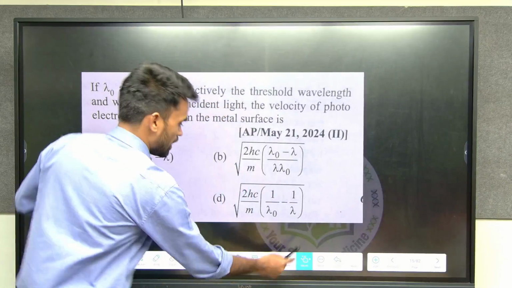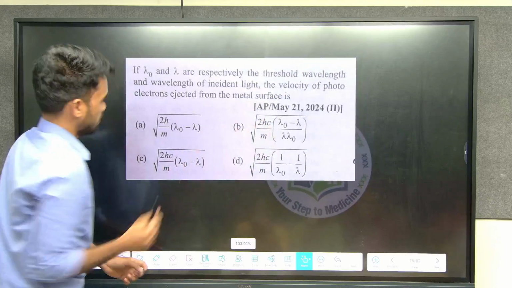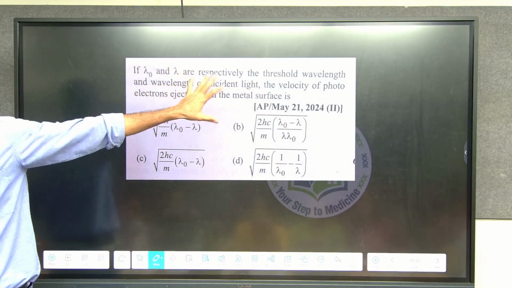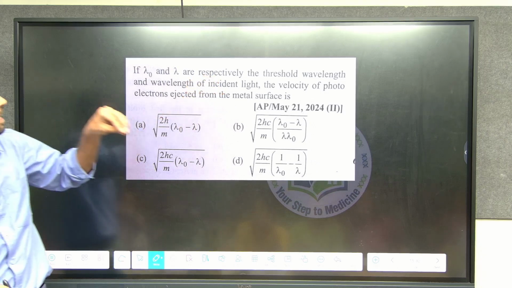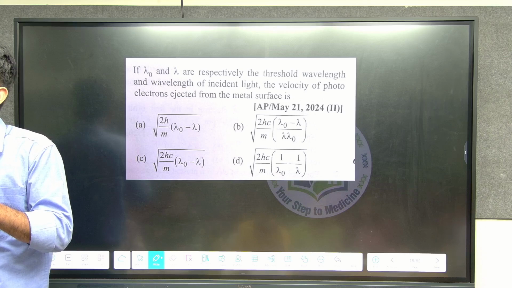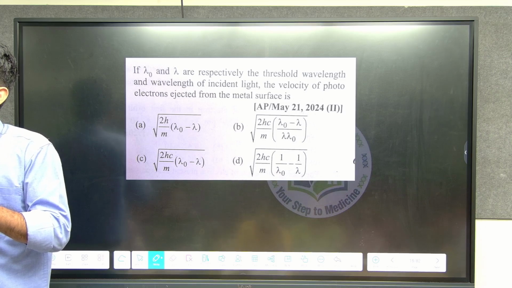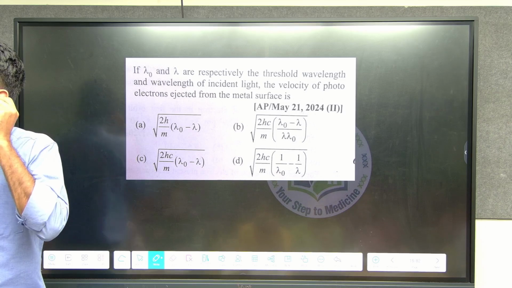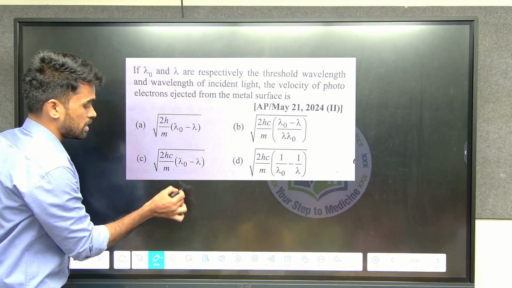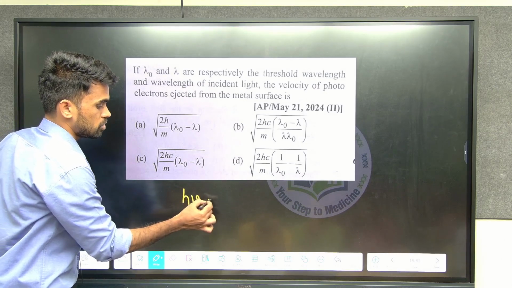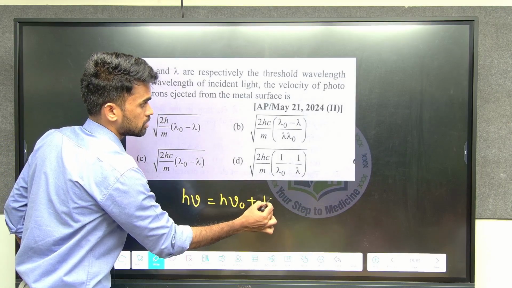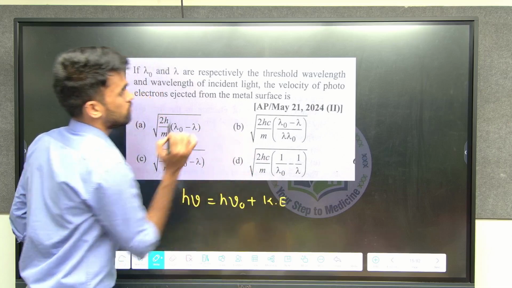Now see what I am saying. What does the question say? What is the concept? Tell me, what do we use here? They are saying ejected electron, velocity of photoelectron. Where did we study this? What is that concept we studied? Photoelectric effect, morning class. So what is the equation we used there? h nu equals h nu naught plus kinetic energy.